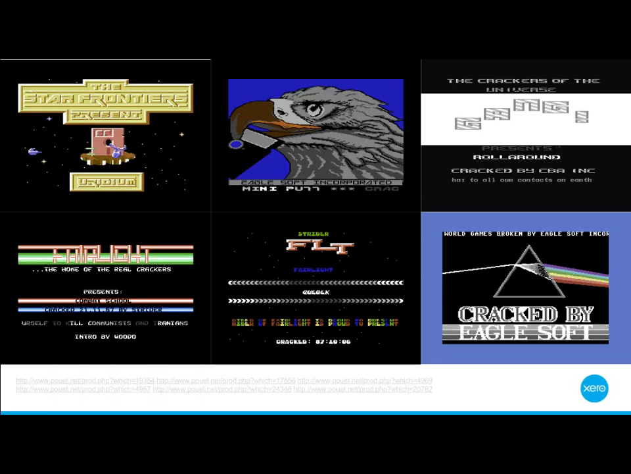So these developed over time and got more and more sophisticated. Here are some screenshots from 6 of them that I managed to dredge up. Some of these groups are still around today. Fairlight, for instance, in the bottom 2, left and middle. Not sure about the others. All of these were animated and had some sort of music or sound effects to go along with it. The prestige of a cracking group was partly associated with the sophistication of the intro.